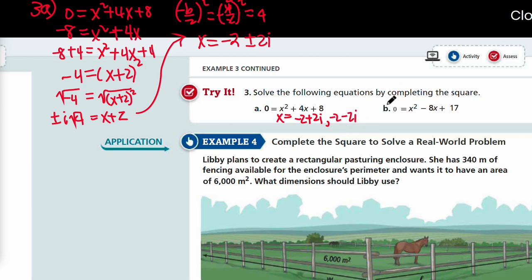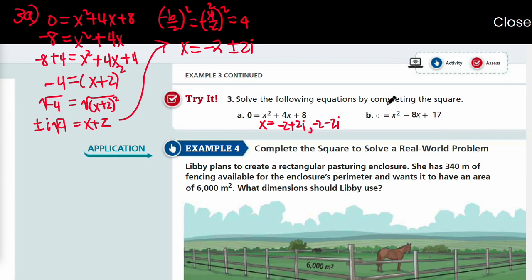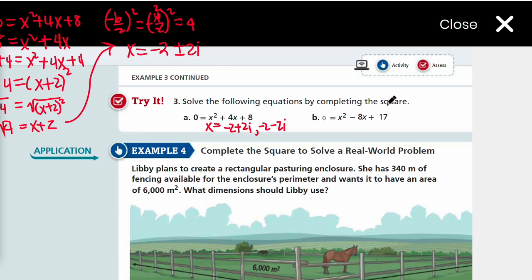Okay? All right, let's look at part B. You're going to use the same method, so I'm going to minimize my explanation, but let me write it down. 0 is equal to x squared minus 8x plus 17. Subtract 17 on both sides. And then negative b over 2 squared would be positive 8 over 2, 4 squared, so 16. You're going to add 16 on both sides.